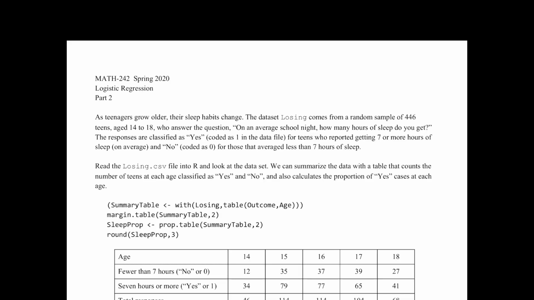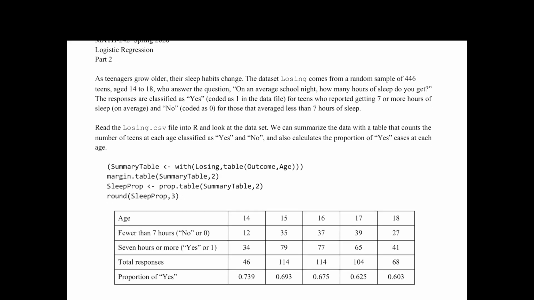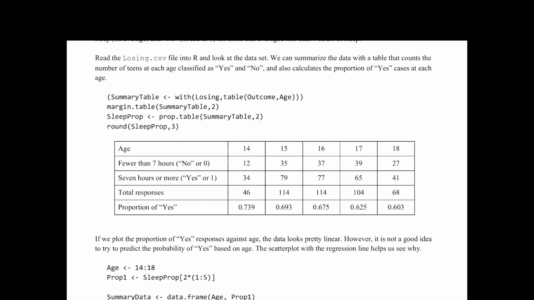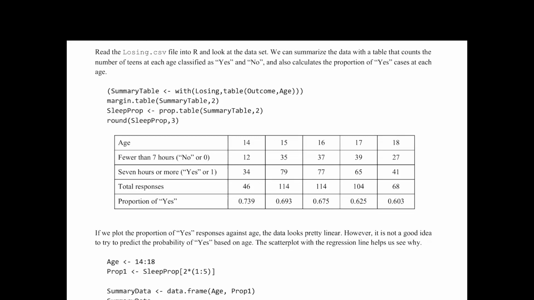R. But basically there was a random sample of 446 teenagers from 14 to 18, and they answered the question, on an average school night, how many hours of sleep do you get? And they gave a number of hours, but then the results were coded so that yes meant they got 7 or more hours of sleep on average, and no meant that they got less than 7 hours of sleep on average.